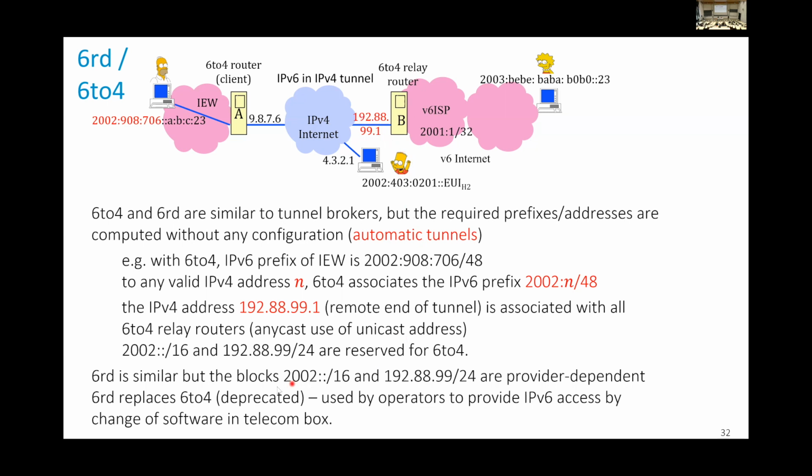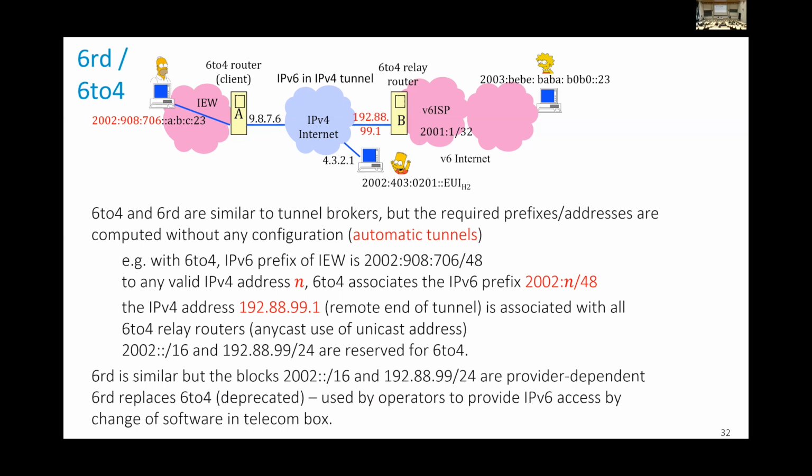In fact, 6to4 is deprecated today. Deprecated means it's considered not good practice to use it. It still works, you can still use it, but it's considered not good practice. The main reason is that when operators started to deploy this, they saw a lot of problems. Essentially, the use of these anycast addresses here.